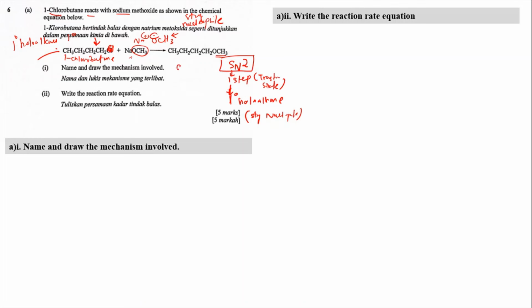Kalau SN1, dia akan ada dua step, and it is for tertiary haloalkane. Okay, so kamu akan ingat 1, 2, 3. Tapi kalau untuk SN2 dia adalah 2, 1, 1. So primary haloalkane akan undergo SN2. Okay, so name and draw the mechanism involved.